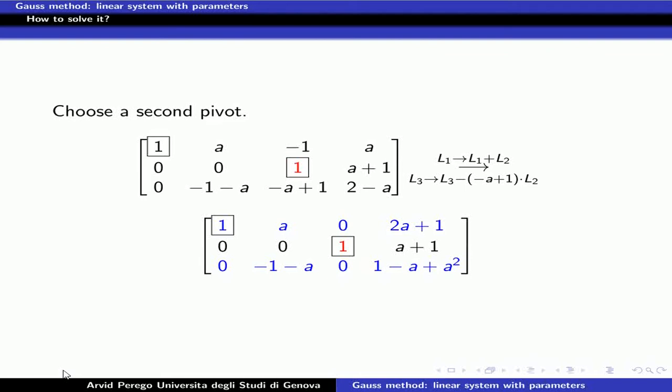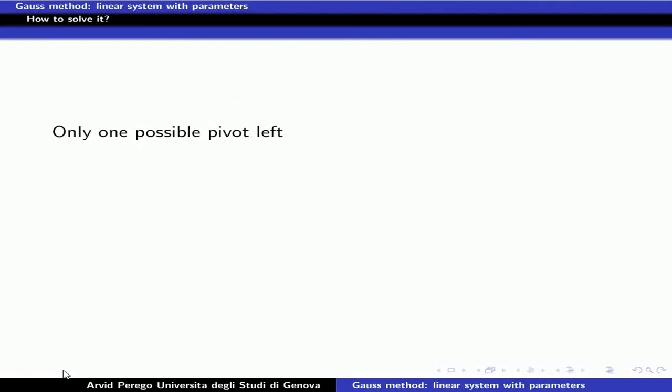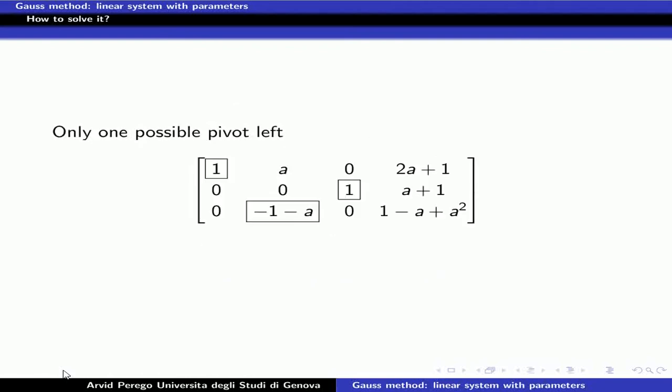Now, there is still one possible pivot which is left, which is minus 1 minus a. So recall that we already used the first row and the second row, so we can only use the last row, and we already used the first column and the last column, so only the second column is left. And so the only possible pivot we have is minus 1 minus a. But now recall that a pivot can never be 0. So this implies that you have some conditions on a.